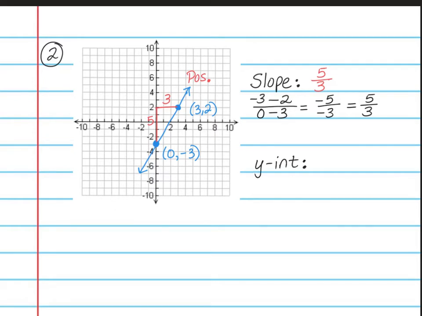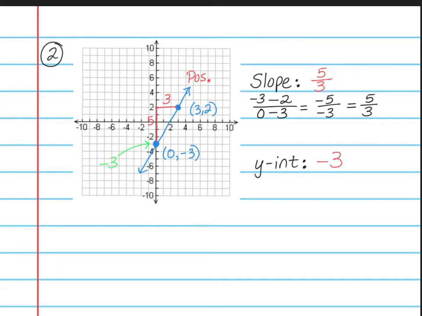Remember, the y-intercept is where the line crosses the y-axis. My y-axis is here. So if I look, my line crosses it at that point right here, which is at -3. So I'm going to write -3 here.